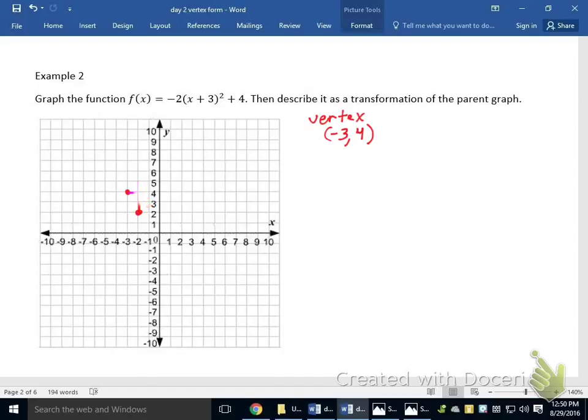And I'll erase this nonsense through here. And so I have another point. Now, let's go to the left 1 unit. Negative 1 squared is positive 1, but we're not going to go up 1. Because of the negative 2 multiplying it, we're going to go down 2 units to right there. So, (-4, 2). And we'll keep on graphing points. Let's go back to the vertex and go to the right 2 units. 2 squared is 4. But multiply that by negative 2, I'm actually going to go down 8 units to (-1, -4).